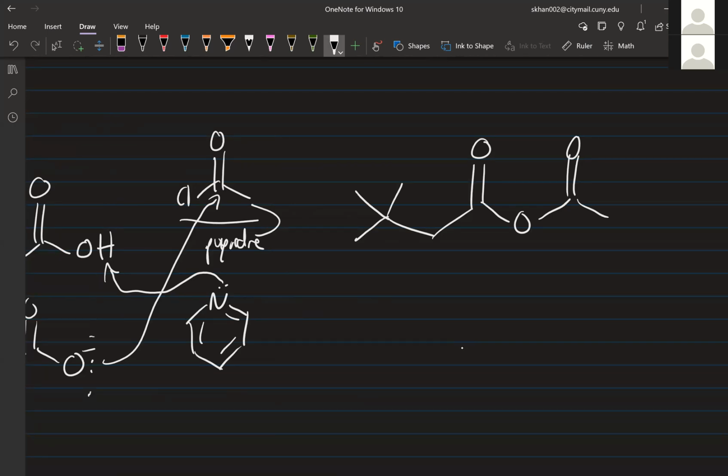Another way you can make anhydrides is technically also, what is it called? Through alcohols. Actually, I think that's the next one. No, it's the one after that. We'll get to it.